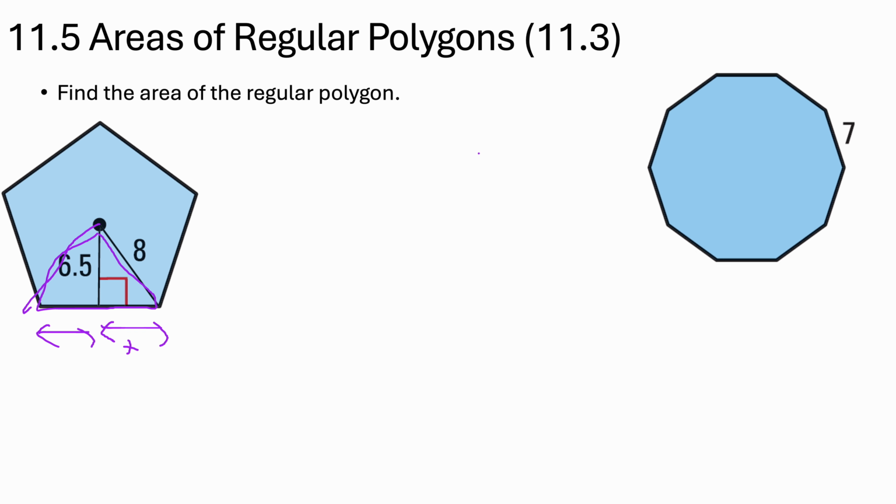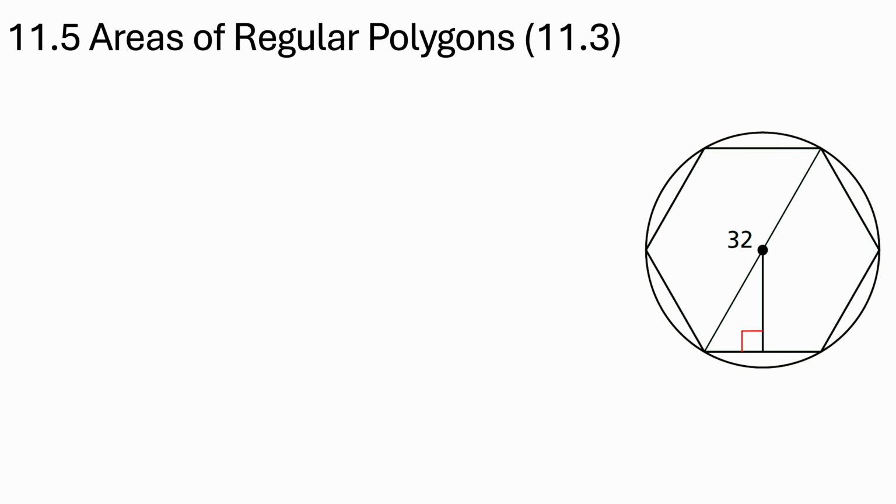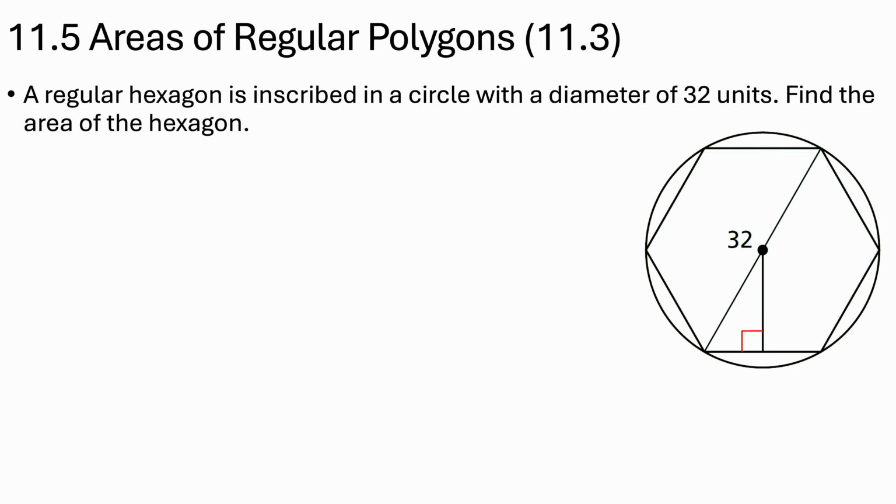Okay, so this is a decagon, and you have to use the same logic. Again, a similar kind of question: area of a regular polygon. Here it is saying that this diameter is 32, which means the radius is how much? Radius is 16. Find the area of the hexagon. So the radius is 16 because the diameter is 32.